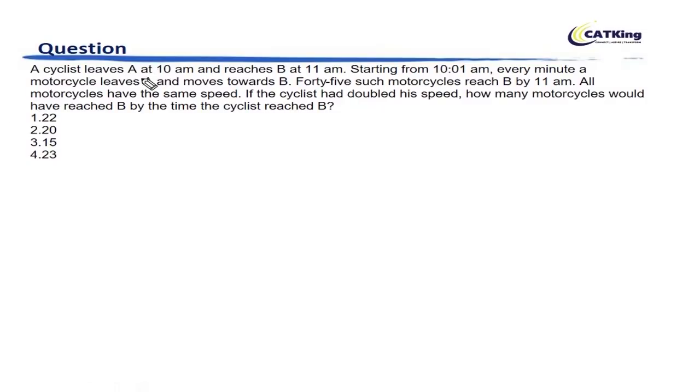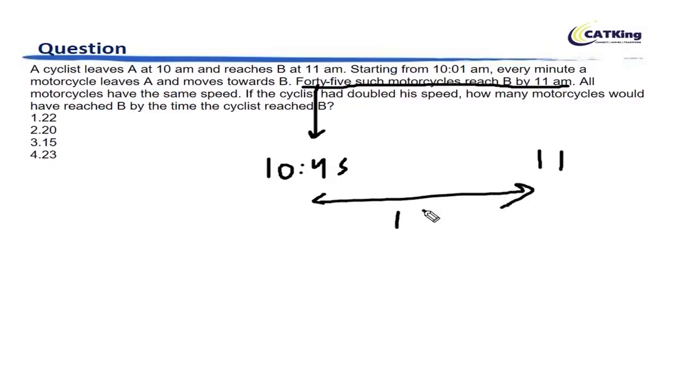Now, a cyclist leaves A at 10 and reaches B at 11. Starting from 10:01, every minute a motorcycle leaves and moves towards B. 45 such motorcycles reach B by 11, which means that the 45th motorcycle left at 10:45 and reached at 11. So the motorcycle reaches in 15 minutes.